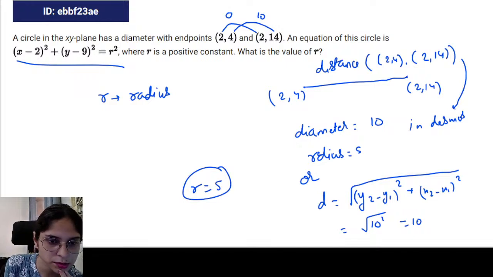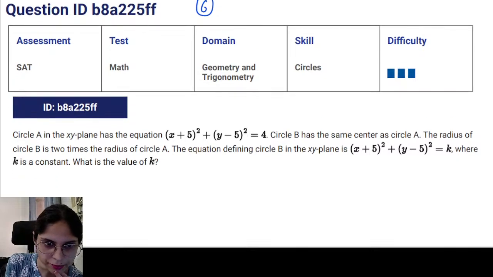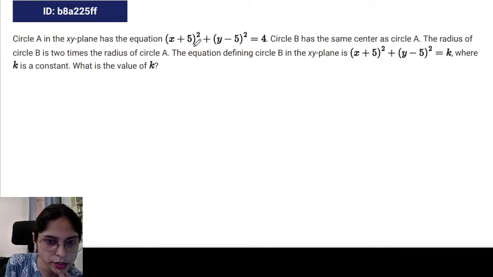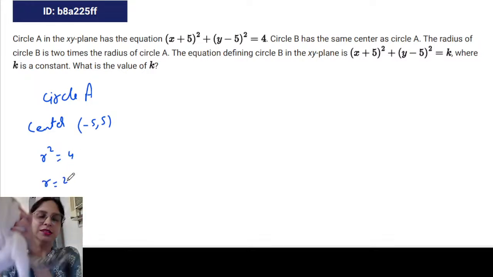This was question number 5. Next one is question number 6. Circle A has this equation. So for circle A, what can I say? My center is going to be negative 5, 5, and my radius is going to be 2 because my radius squared is 4. So let me first write radius squared is 4. So radius is 2.